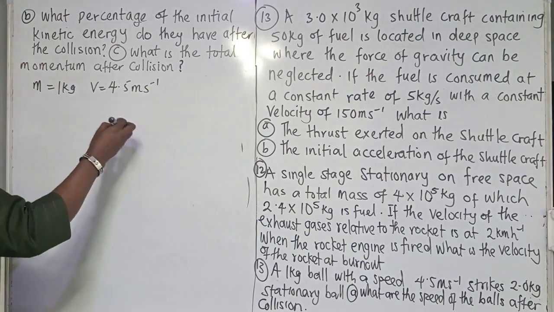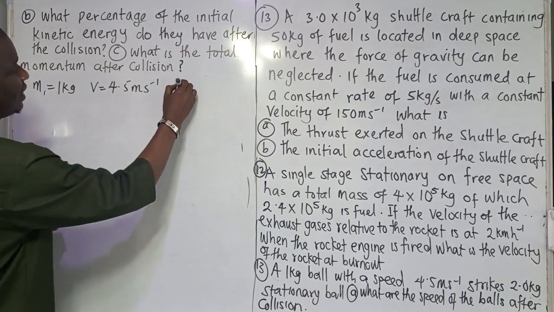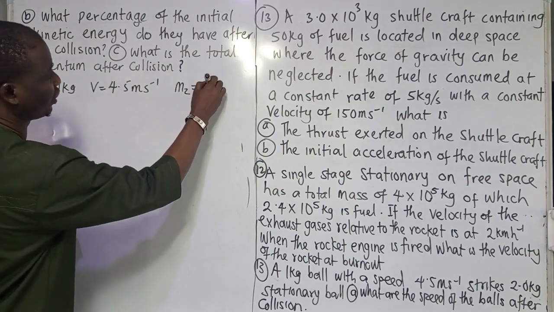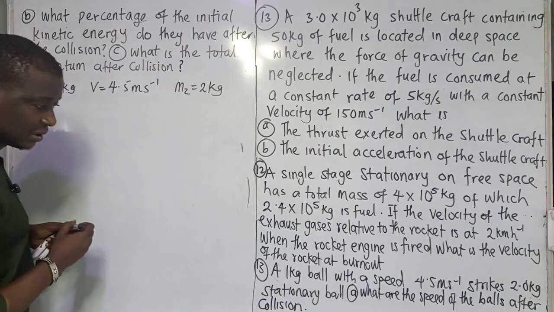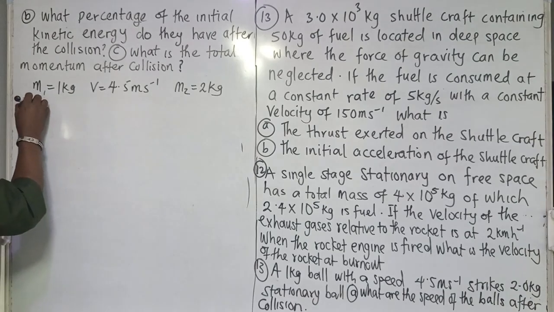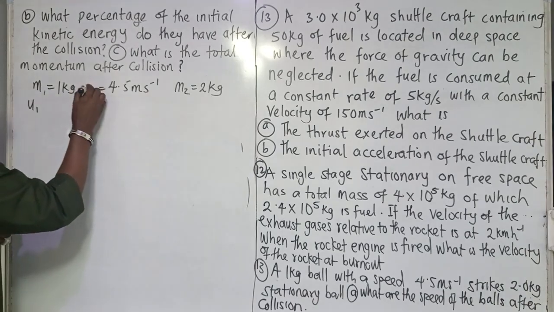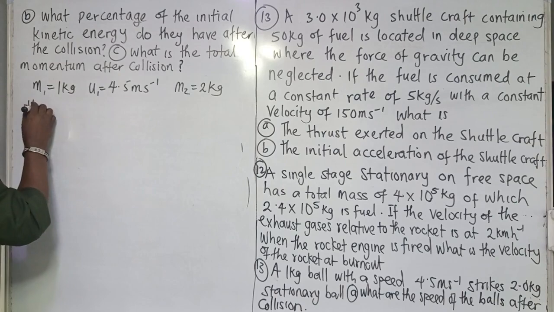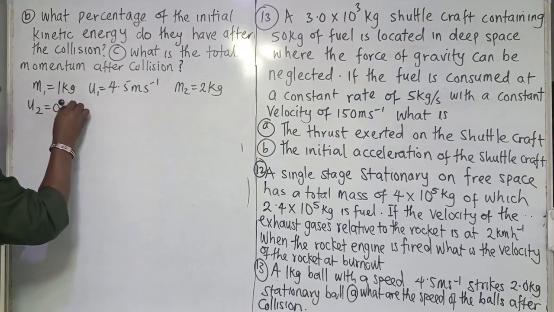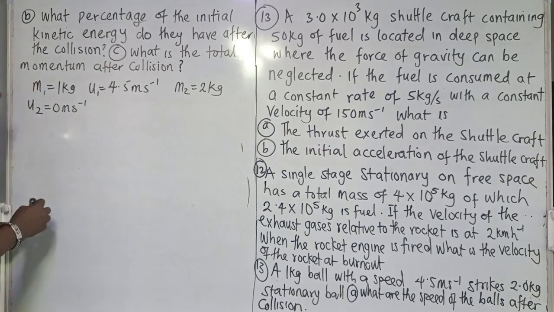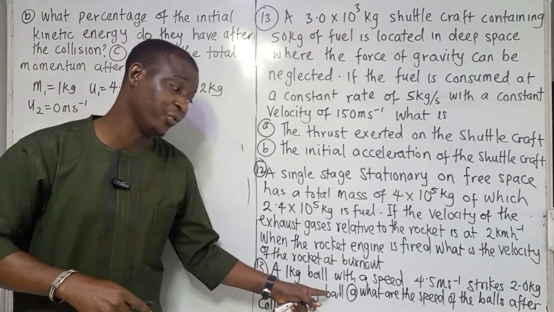Strikes another ball. Let's call this one M1. Let's say M2 is 2 kg, stationary. So let's call this one U1, and let's call this one U2. When a body is stationary, you should know that the velocity will be 0.